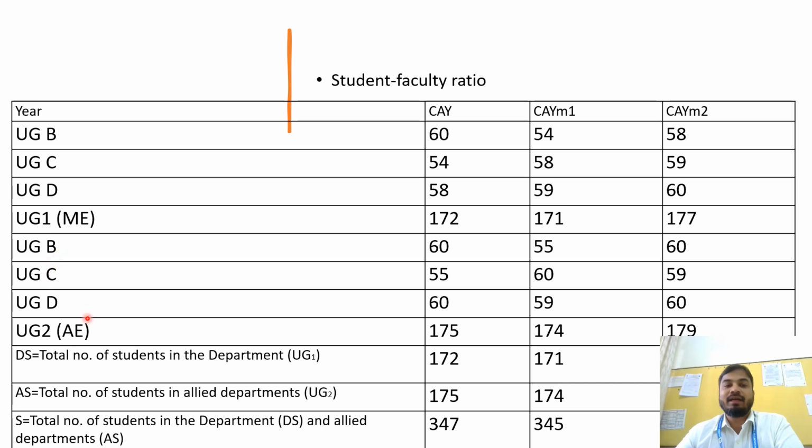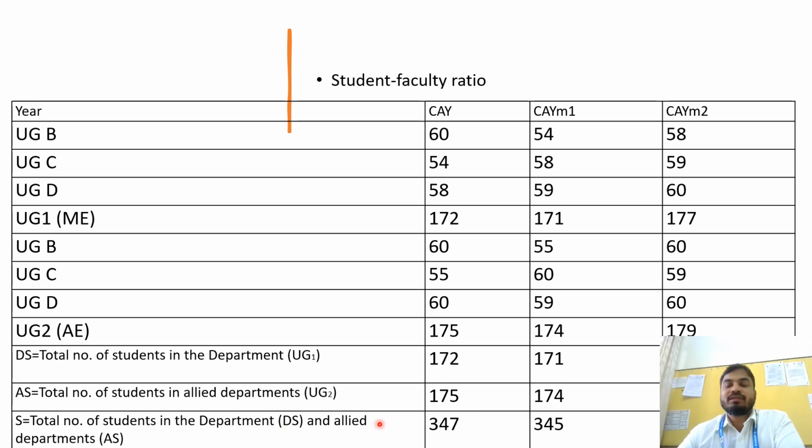Similarly, for the allied branch, that is aeronautical, we consider it as UG2. So this is again for second year, third year, fourth year for CAY, CAY M1 and CAY M2. Here DS is the total number of students in the base department for which you are applying NBA. Here I am taking it to be mechanical engineering. The total number of students is 172. AS is the allied department. The total number of students is 175.